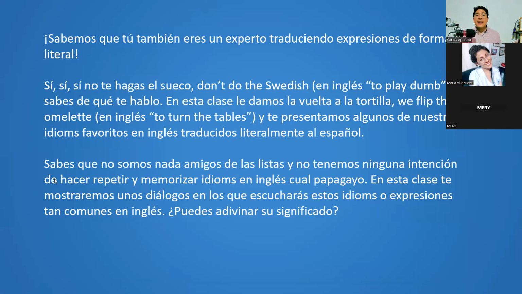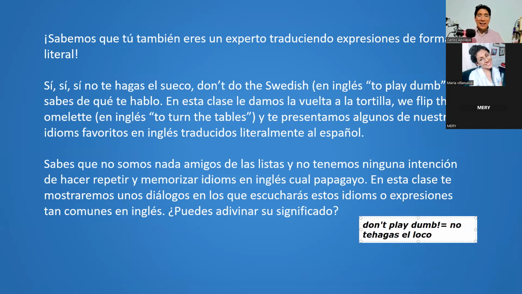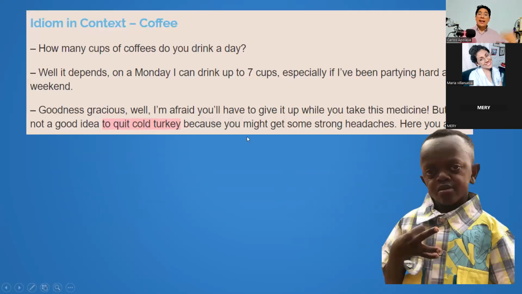Ok, sabemos que eres un experto traduciendo, así que, por ejemplo, en inglés, nosotros en peruano decimos, oye, no te hagas el loco, ¿cierto? En inglés ese no te hagas el loco diríamos como que don't play dumb. Esto vendría a ser el no te hagas el loco. ¿Ok? O vamos a darle vuelta a la tortilla, ¿no? To turn the tables. Esas son expresiones. Continuemos.